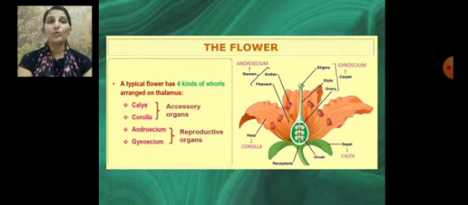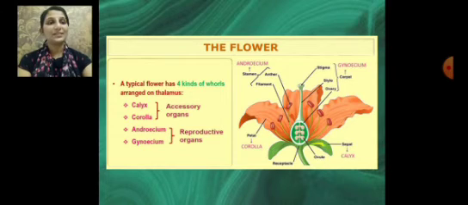Of these 4 whorls, calyx and corolla are called the accessory organs, accessory organs which help in the reproductive process. Whereas androecium and gynoecium are called the reproductive organs. Calyx and corolla, the first 2 whorls, are called the accessory whorls or accessory organs, whereas androecium and gynoecium are called the reproductive organs.